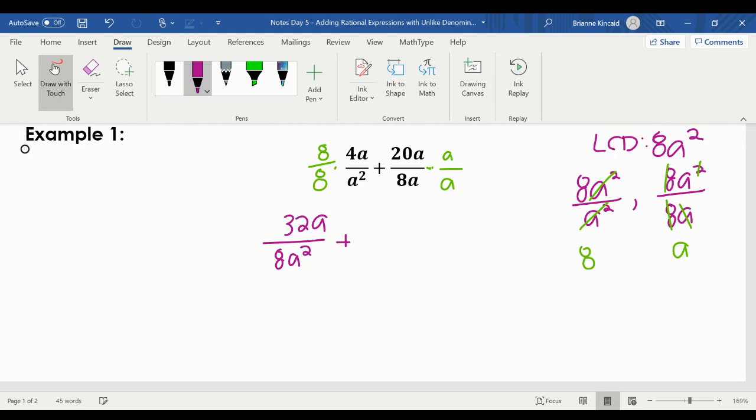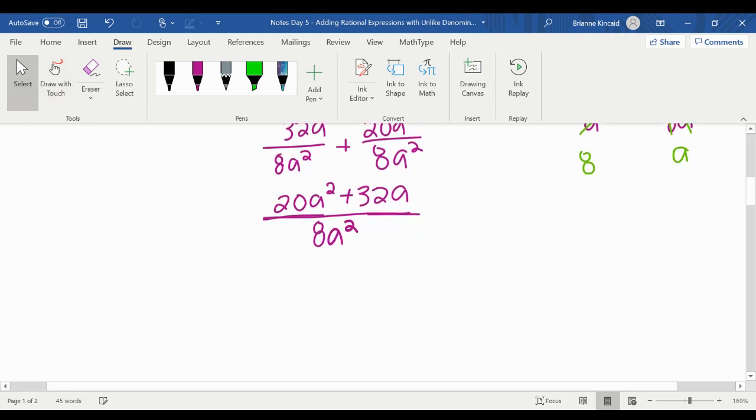Plus, my second fraction is going to give me 20a squared over 8a squared. I see a lot of people make a mistake right at this point of trying to cancel things out from the numerator and the denominator. Remember, you don't eliminate until the very end. So from here, we're going to add. In the numerator, I'm going to have 20a squared. I write this one first because it's my bigger term, the bigger exponent, plus 32a over 8a squared.